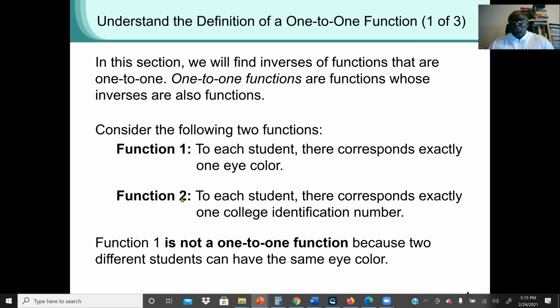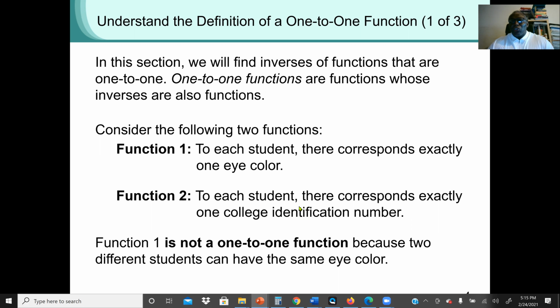Now, function number two said to each student, there corresponds exactly one college identification number. Again, this is a college ID number. It's more or less like a social security number. It's normally universities or colleges give a unique number to each student to identify each student. So function two is one-to-one because each student may have a unique college identification number.